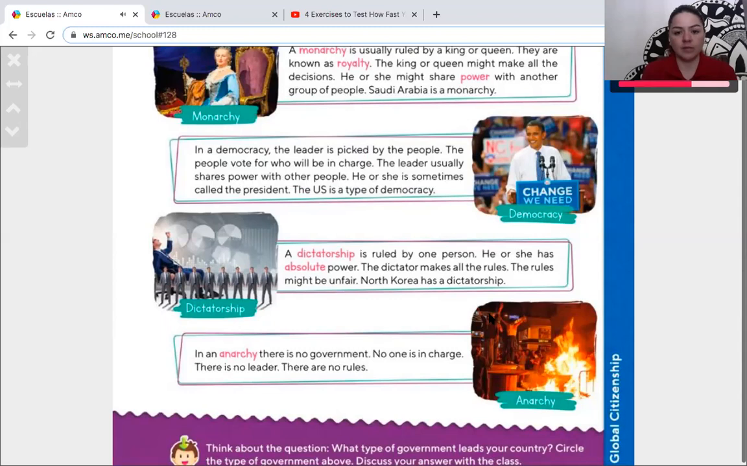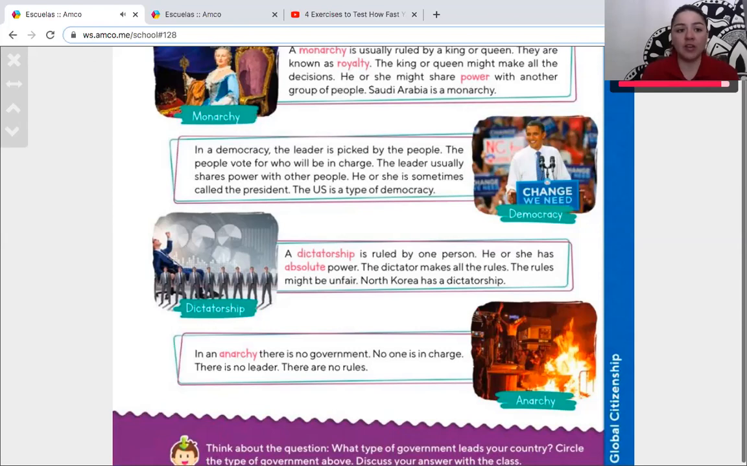Dictatorship. A dictatorship is ruled by one person. He or she has absolute power. The dictator makes all the rules. The rules might be unfair. North Korea has a dictatorship. Anarchy. In an anarchy, there is no government. No one is in charge. There is no leader. There are no rules.